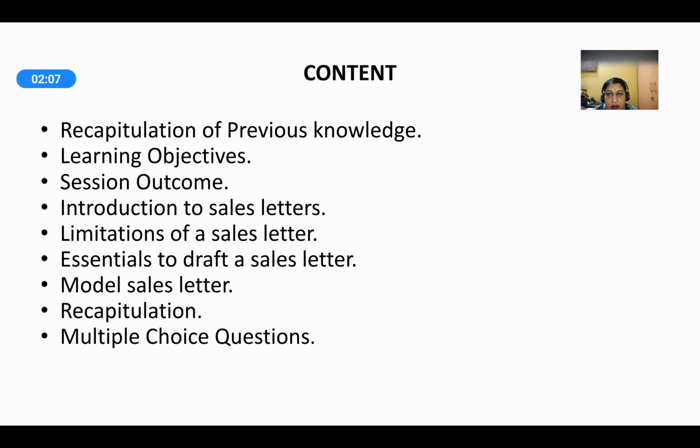And finally, a multiple choice question session will follow to assess what the student has learned through the course of this session.